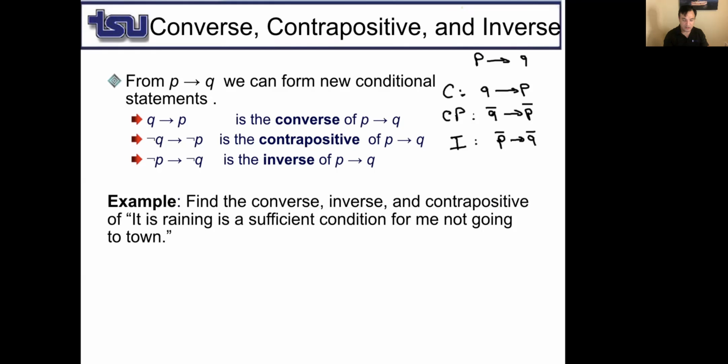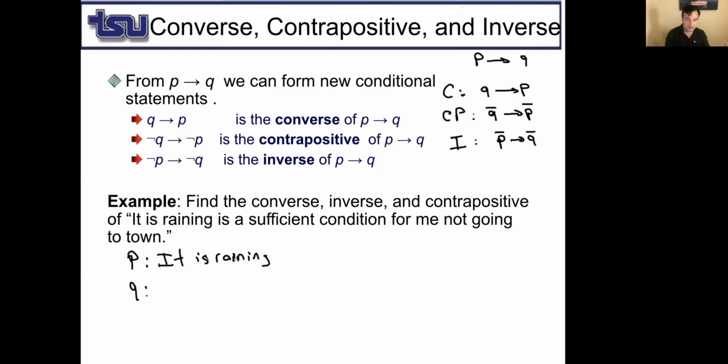So here is an example. It says, it is raining is a sufficient condition for me not going to town. Okay. So here is P. P is it is raining.